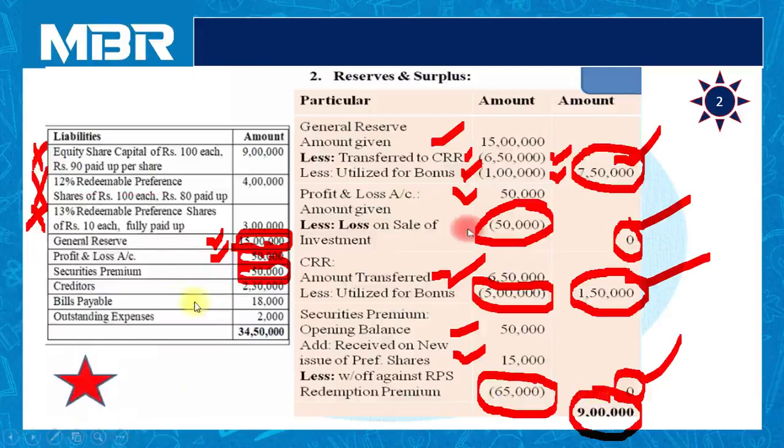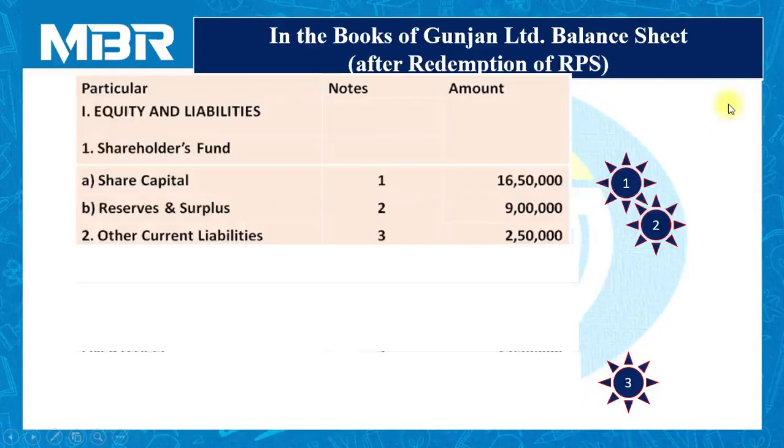Now, after calculation of these rupees 9 lakhs, we have to transfer 9 lakhs rupees to the equity and liabilities part of the balance sheet. Number 2, 9 lakhs. Now other current liabilities, rupees 2 lakhs 50,000.